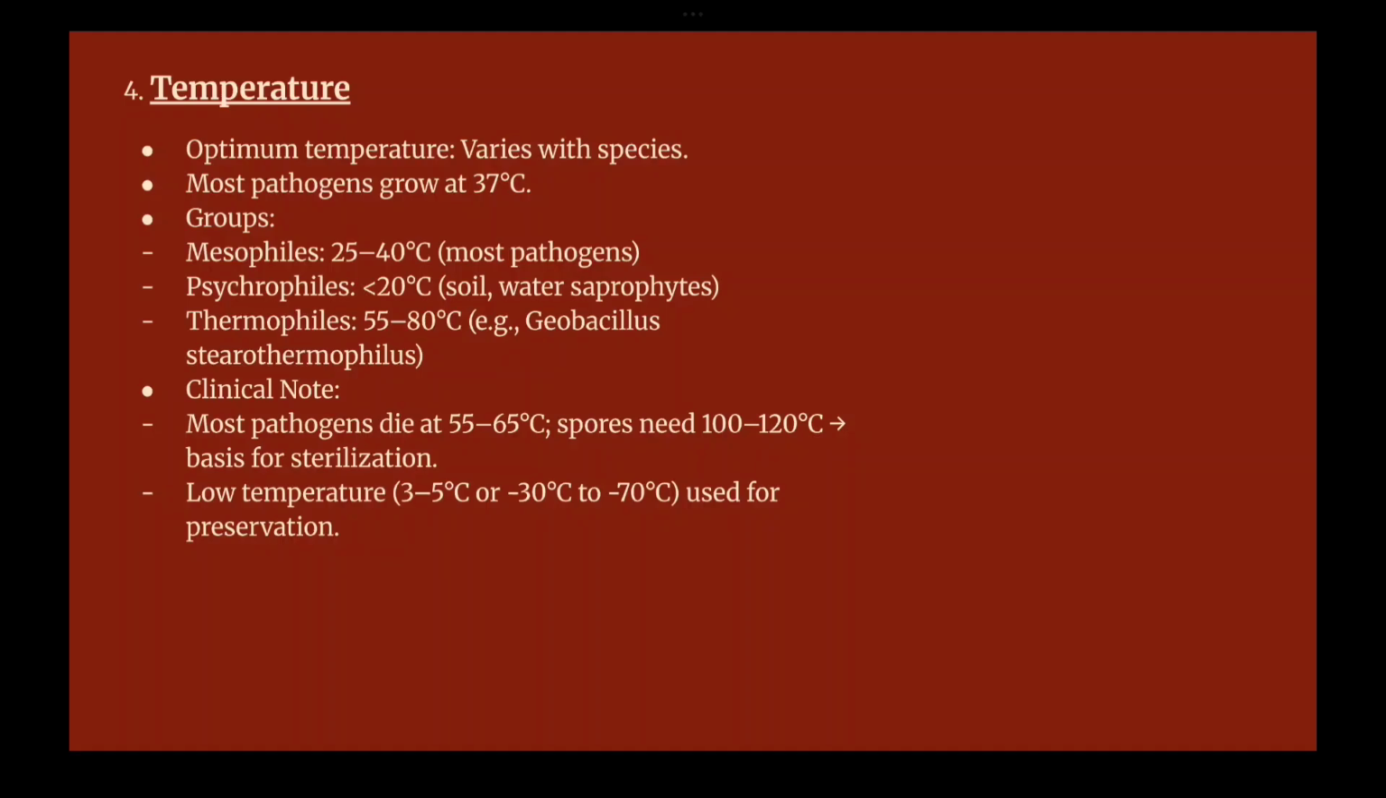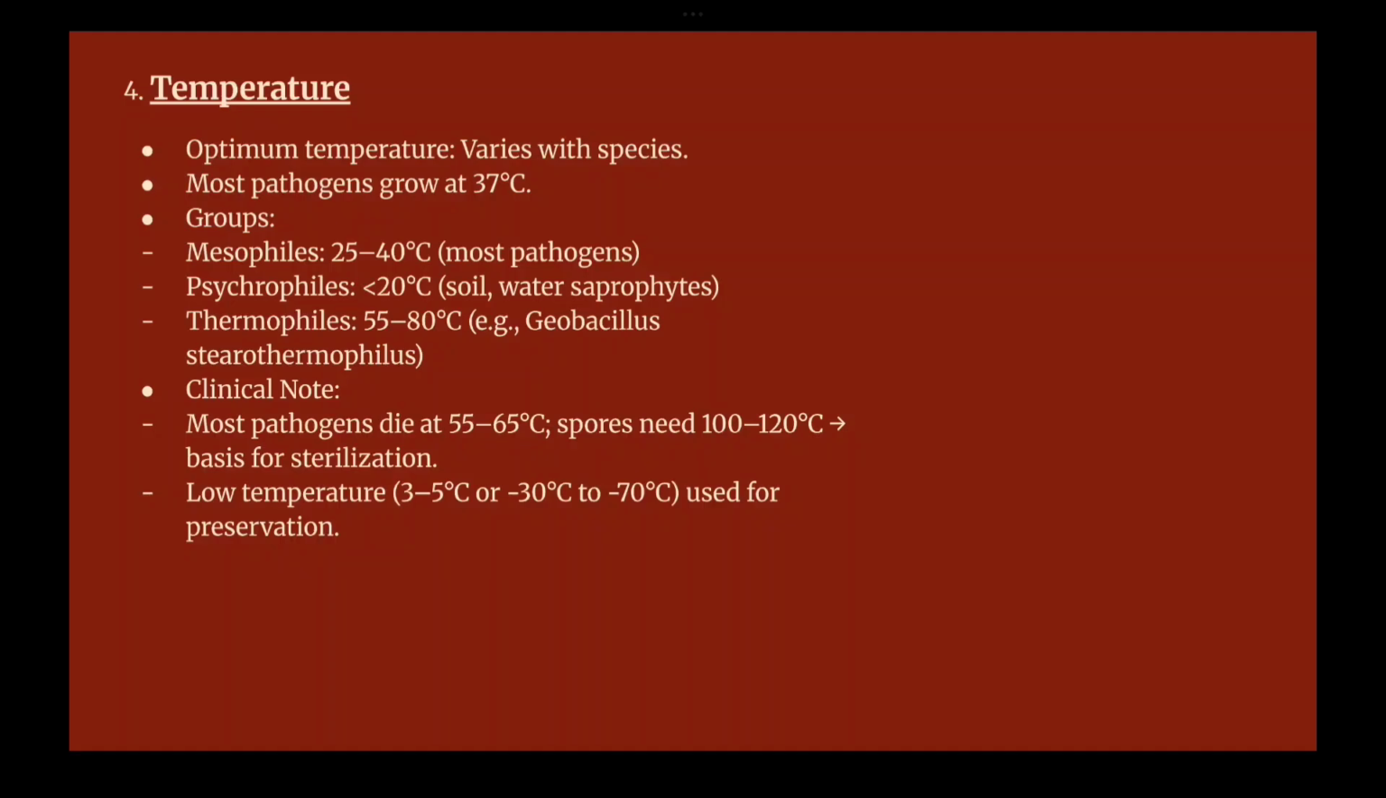Now the clinical note that you have to remember is that the pathogens die at 55 to 65 degrees Celsius, and the spores require 100 to 120 degrees Celsius. Spores are formed during unfavorable conditions, when the outside climate is not optimum for bacterial growth. Spores are a reproductive form seen in microorganisms under unfavorable conditions. Now, to sterilize or to completely remove the pathogens from any certain organism, sterilization is performed.